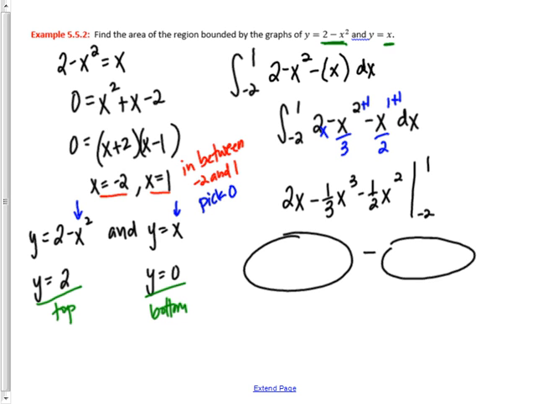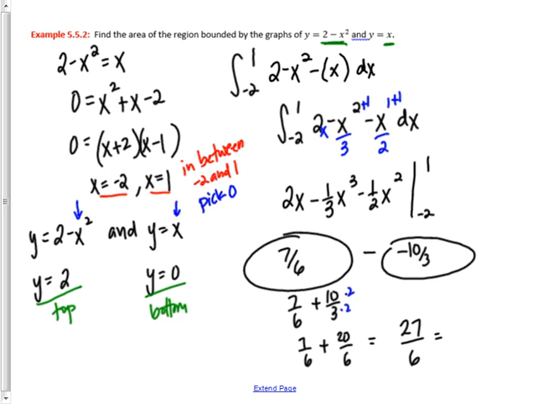Alright, if I plug in a 1, I get 7/6. And if I plug in a -2, I get a -10/3. So you got 7/6 plus 10/3, or 7/6 plus 20/6, right? If I multiply both those by 2 to get a common denominator, so 27/6, which you can reduce by 3 to 9/2.